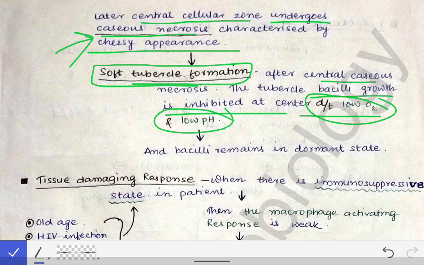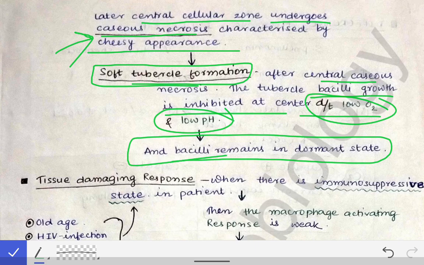So that is the feature of the soft tubercle formation, and that is how these granulomas are preventing the spread of the tubercle bacilli in the body, because they are entrapping those bacilli at the central part of those granulomas, where there is low oxygen tension and low pH, which is preventing the growth of those tubercle bacilli in those granulomas, and thereby preventing the spread of these bacilli to other organs of the body. So that is why the bacilli remain in the dormant state in the body after the soft tubercle formation.